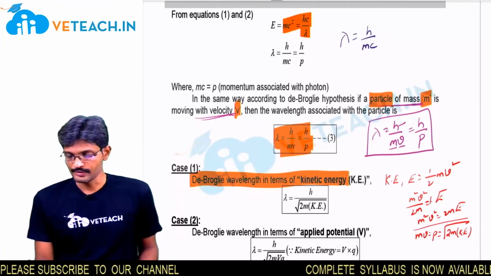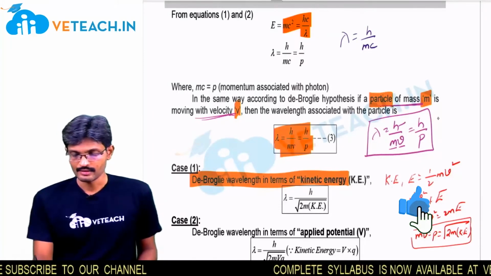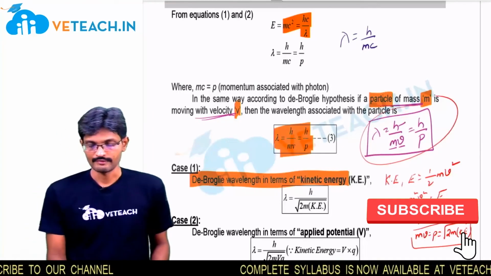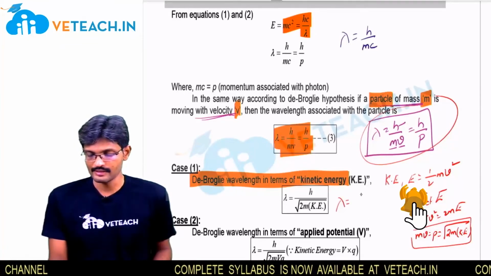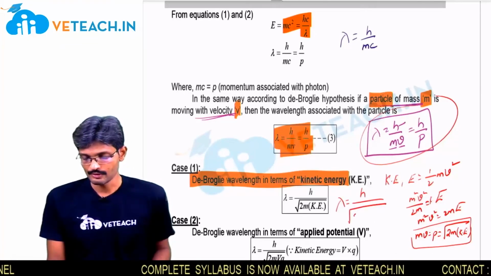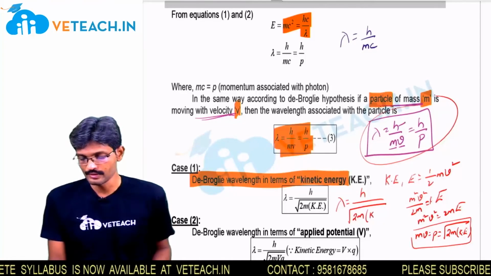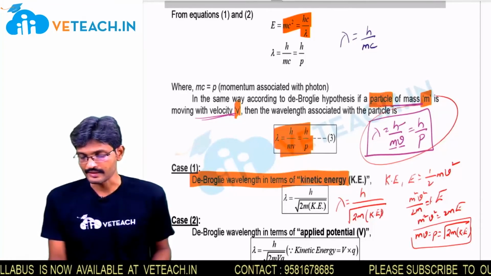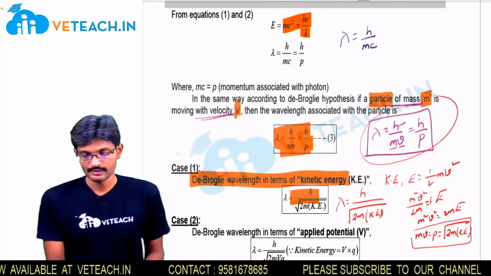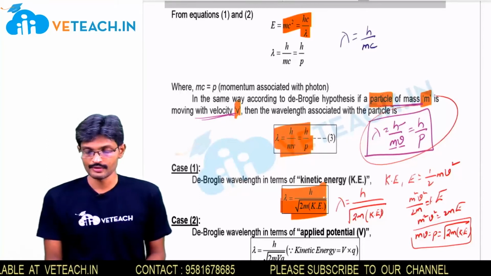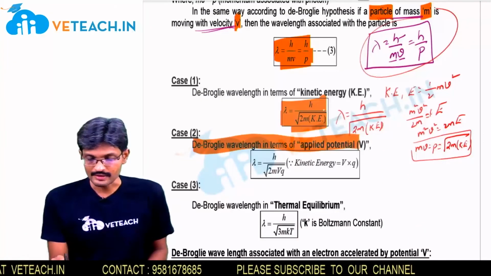Substituting the value of mv in this equation, we have the de Broglie wavelength in terms of kinetic energy: λ = h/√(2mE), where E is the kinetic energy of the particle. So, this is the de Broglie wavelength in terms of kinetic energy. Next, the de Broglie wavelength in terms of applied potential.